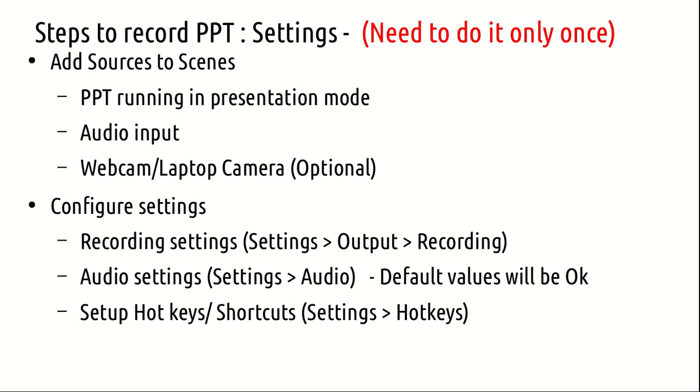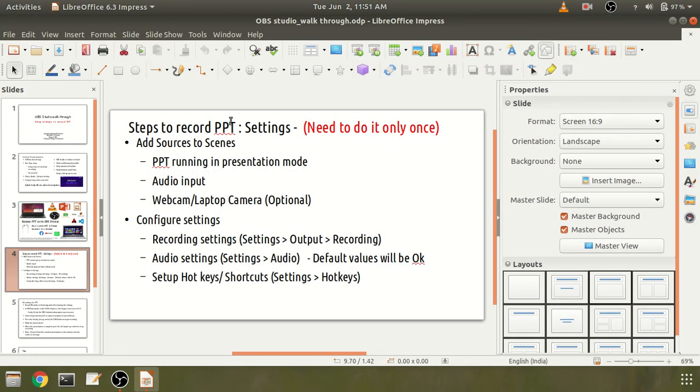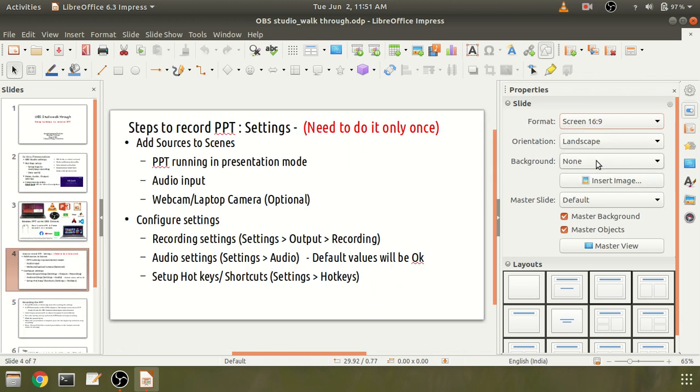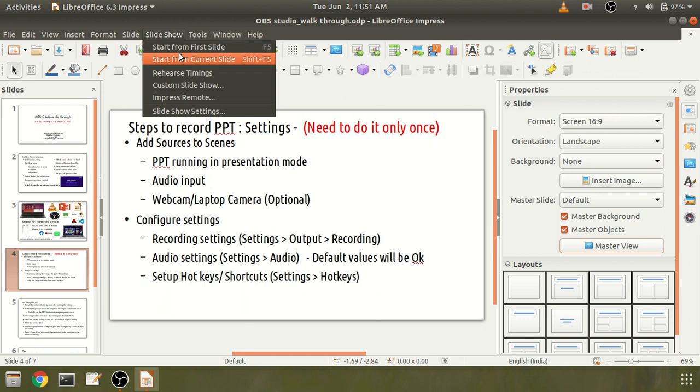So first we'll go to how to set up this presentation. First, you have to change the format of the slide to 16:9 screen. This option is available in both MS PowerPoint as well as in LibreOffice Impress. So make use of it, so that it will allow you to fit your presentation in the OBS canvas. Now once you have done that, you just start your presentation from the first slide.